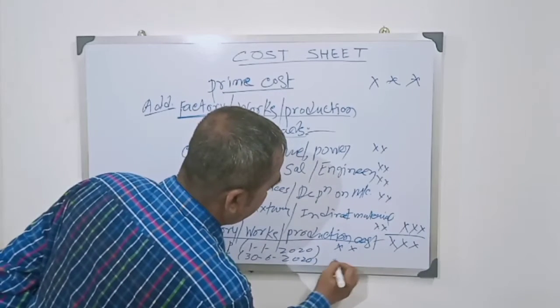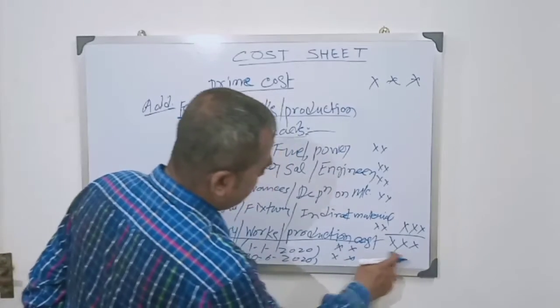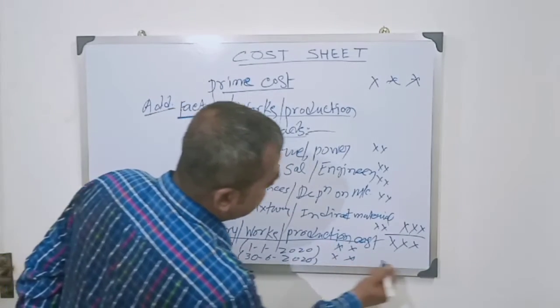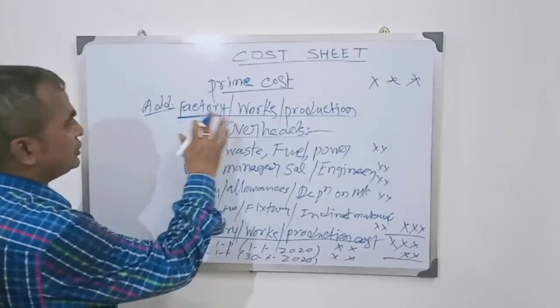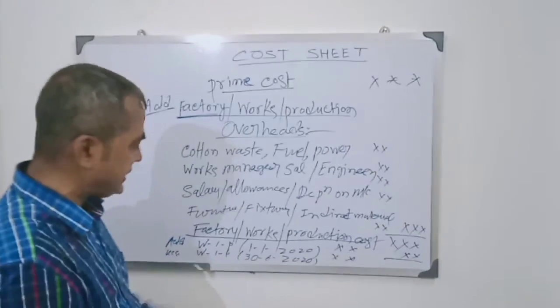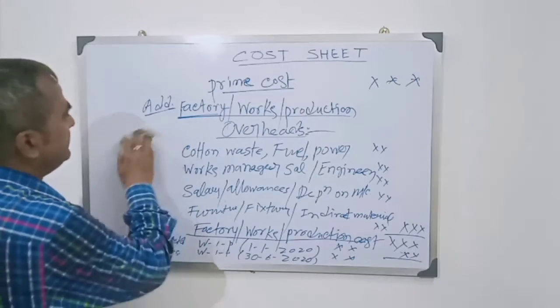Now, if this is greater, then deduct. If this is greater, then the net is added. We get the factory cost net. Now, we have to understand a little bit.